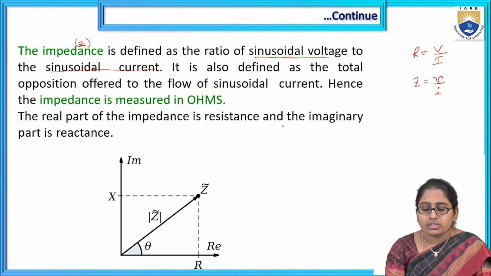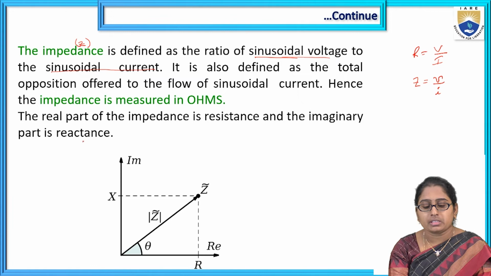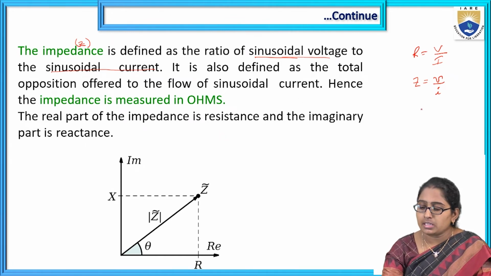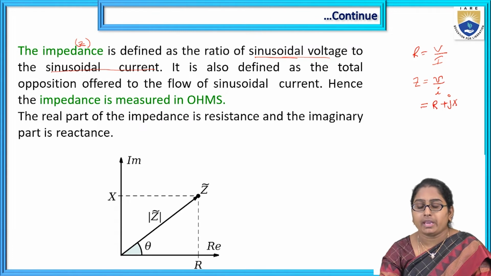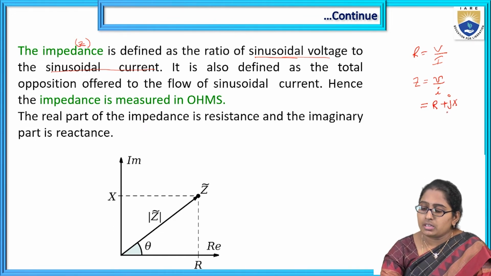Now, what does impedance consist of? The real part of the impedance is resistance and the imaginary part is reactance. That means impedance has two parts, one is the real part and the other is the imaginary part. The real part is resistance and the imaginary part is reactance. So I write R in place of the real part and X in place of the imaginary part, which may be XL or XC.